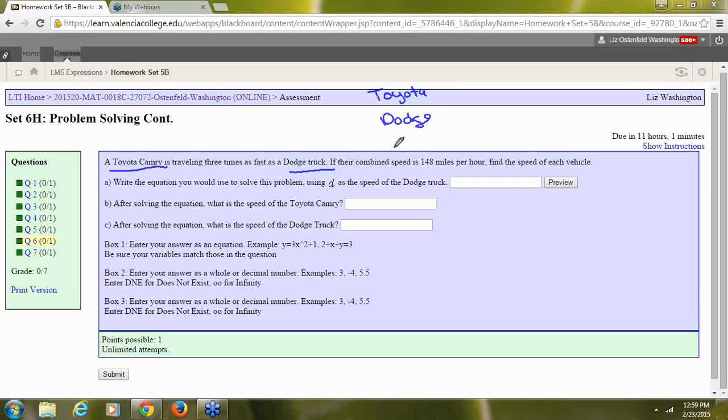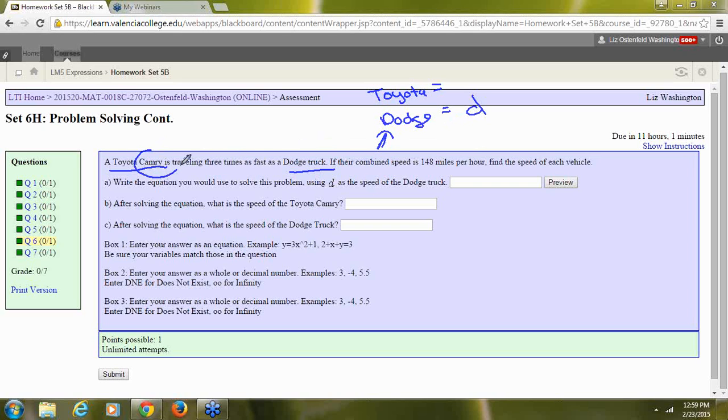In the previous problem, we had a rectangle, we had length, and we had width. Those were the 2 things we were talking about. Here we have a Toyota and a Dodge. The Toyota is traveling 3 times as fast as the Dodge. So if I were to ask you which one did they tell me nothing about, it would be this one. It didn't tell me anything. So I'm going to go ahead and give it a variable, because that's exactly what you want to do. You want to give the variable to the one that you know nothing about.